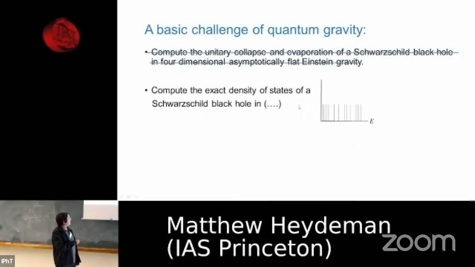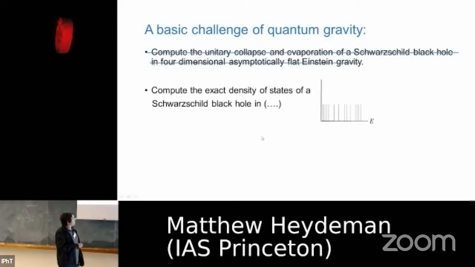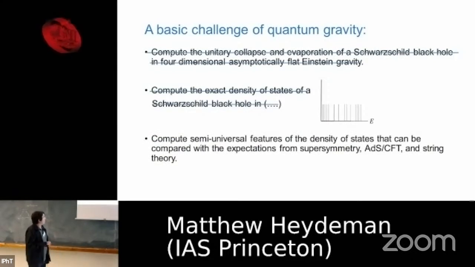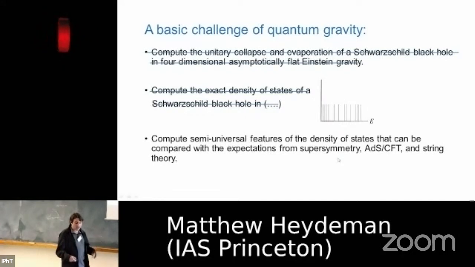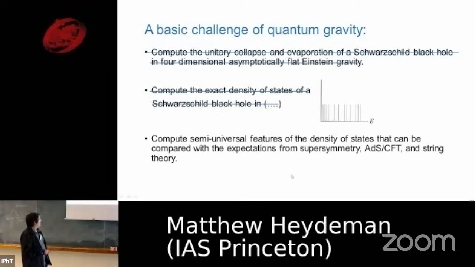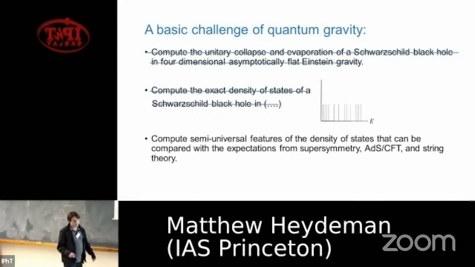We would expect individually spaced microstates as a function of energy, and perhaps if we had sufficient power in theory, we could compute this exactly. In some very specific examples we could compute this, but we want to learn some more general lesson about gravity, so I won't even attempt that. What I will try to attempt in this talk is to compute some semi-universal features of the density of states, so a quantum density of states and not a classical formula. Then we're going to compare the features we find with things we expect from supersymmetry, AdS/CFT, and string theory.